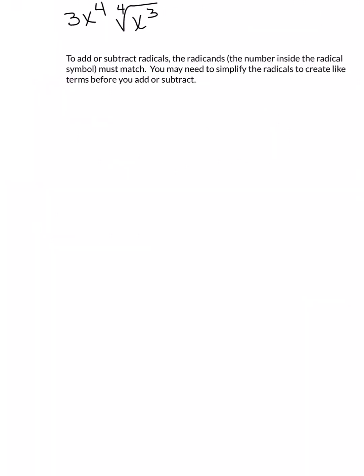The next thing we're going to look at with radicals is adding and subtracting. In order to be able to add or subtract any radicals, the radicands, which is the number inside the radical, has to match. You may have to simplify your radicals before you try to add or subtract so that you can create like terms.